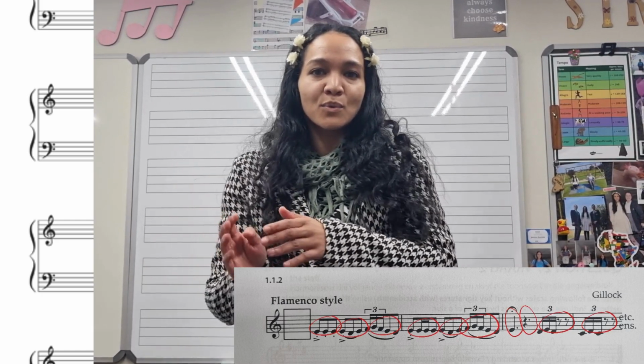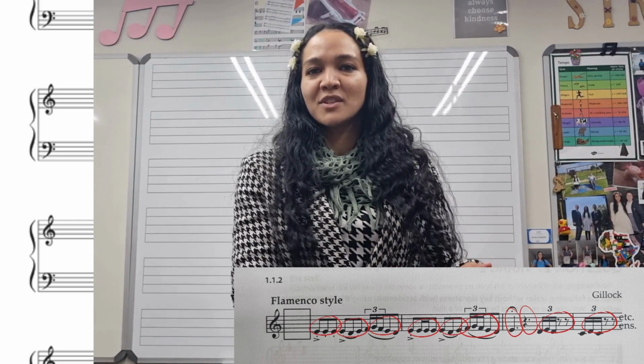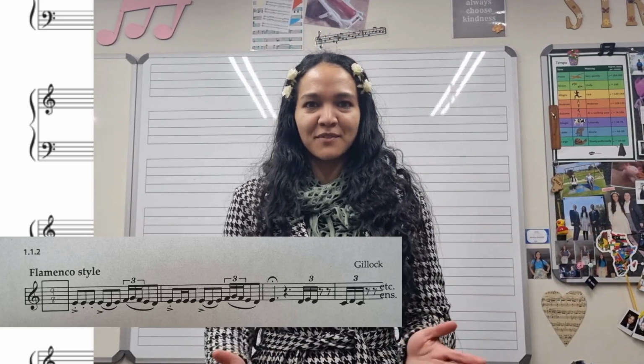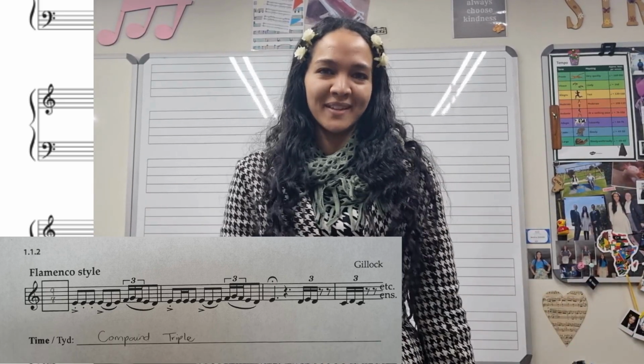So 1, 2, 3, 4, 5, 6, 7, 8, 9, according to subdivisions. And of course, when we think in terms of dotted beats and we also go down to the subdivision layer, we are in compound time. So this is compound triple time here.